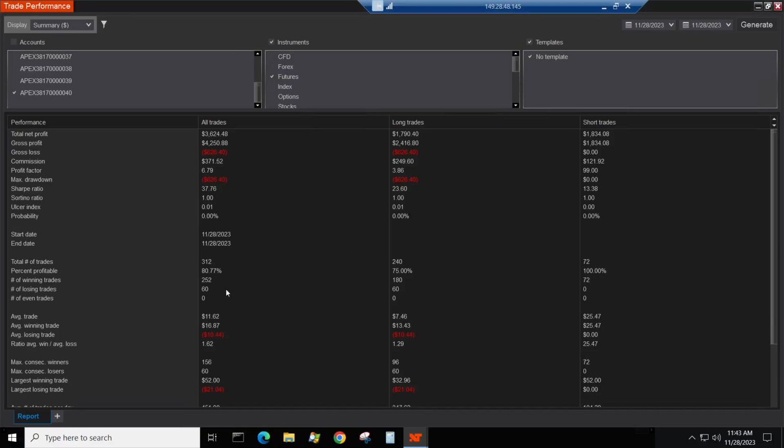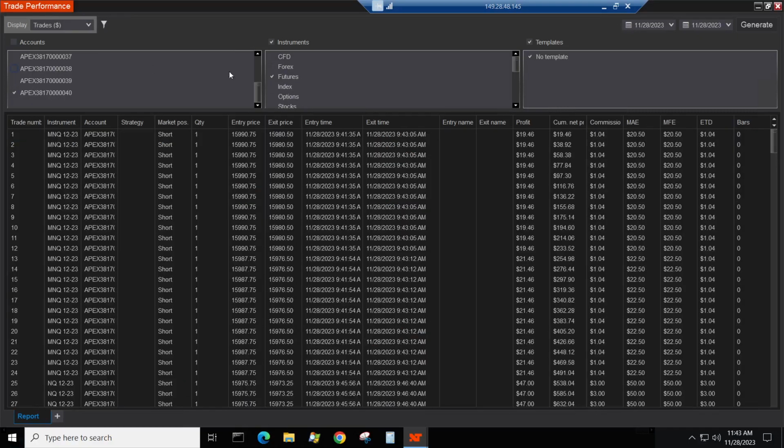I think this was my record, 80%. Average winning trade 16, average loss 10. These were, again, micros. And it doesn't seem like this data is right.